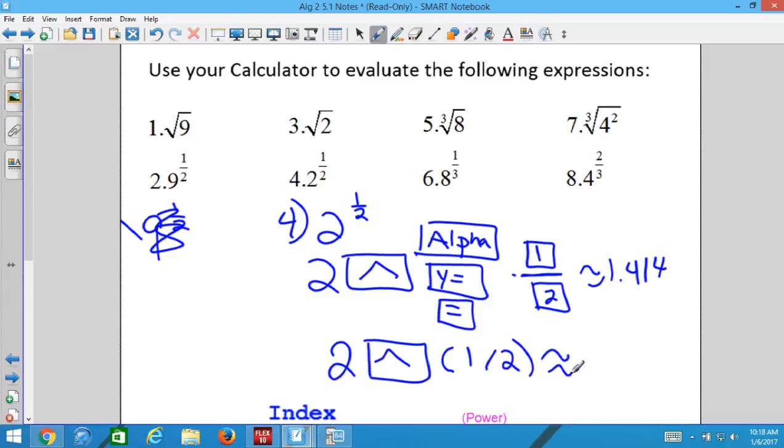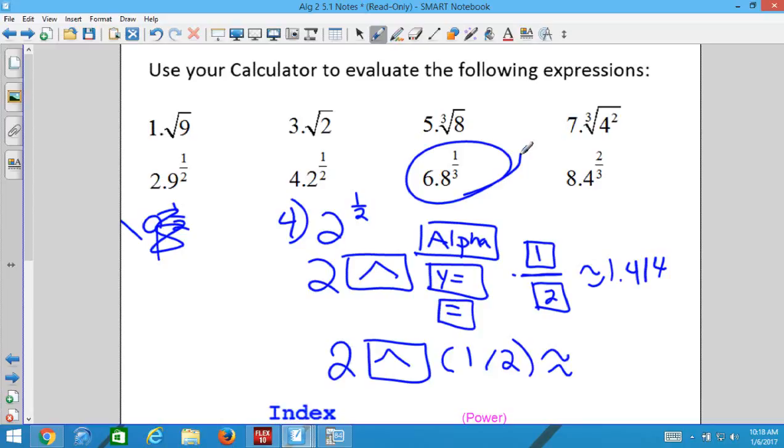Okay, I see some of you being tricky and typing in 2 to the 0.5. Totally awesome. The problem is, how do you do that for this one? That takes way longer than just 8 to the 1/3. Let's do number 6. Type in 8 to the 1/3.